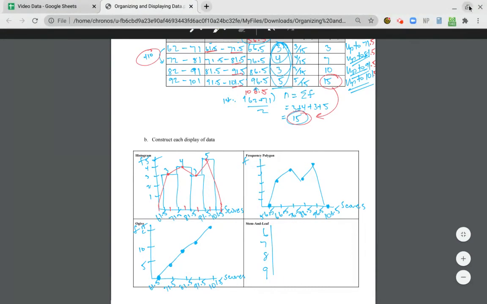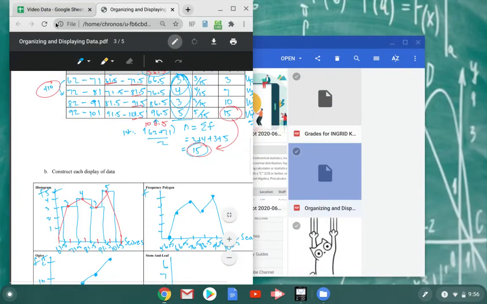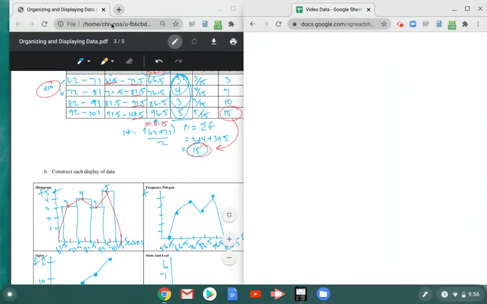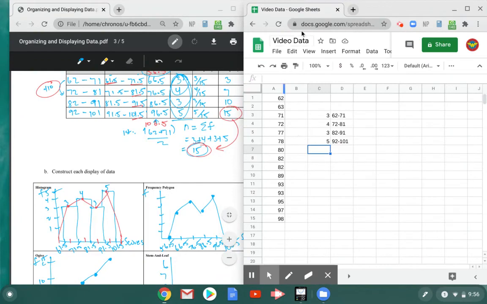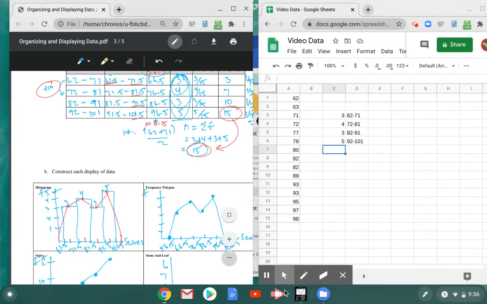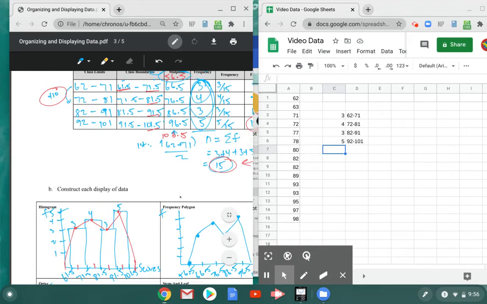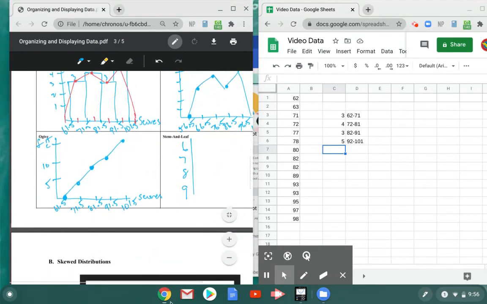So I'm going to make this smaller, and I'm going to grab my data so that you can see it as well. And it's already in order. Okay, great. I'm going to make this a little bit bigger as well. Okay, so let's go ahead and put this together.